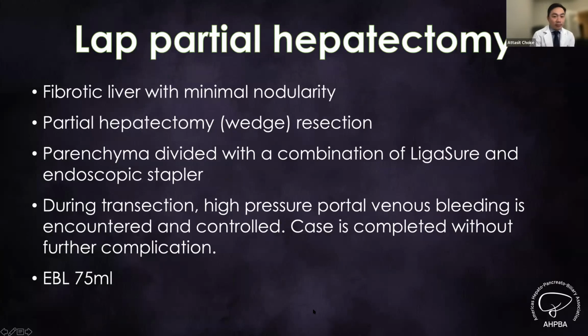The patient underwent a partial hepatectomy. Intra-op, we found that the liver was fibrotic with minimal nodularity. We did partial hepatectomy with wedge resection of the left lateral lobe. Parenchyma was divided with combination of ligature and endoscopic stapler. During the transection, we encountered high pressure portal venous bleeding, and it was controlled. The case was completed without further complications. Estimated blood loss was 75 ml.